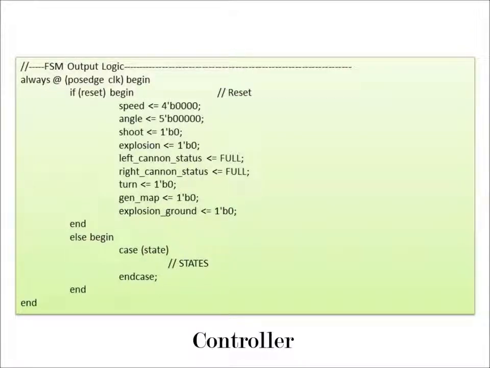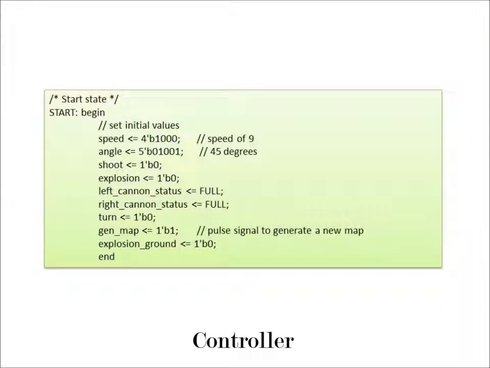Let's switch gears and take a look at the finite state machine output logic. Here we can see that the controller runs asynchronously, and specifically if a reset occurs at any time, the variables will be set back to their initial state, and specifically the gen map signal will tell the other modules in the program to return to the initial state. The start or initial state occurs after a game has been won or a reset. This sets everything back to the default.